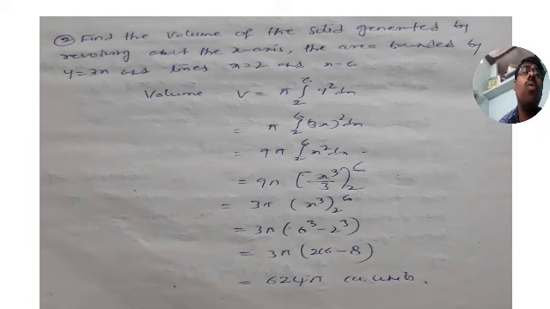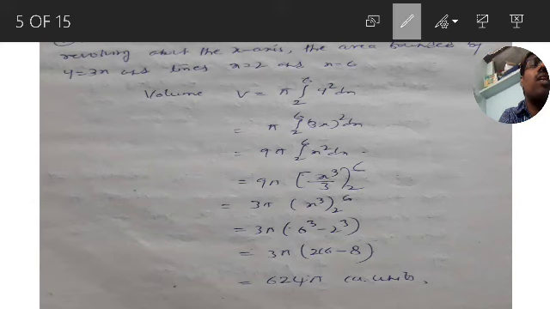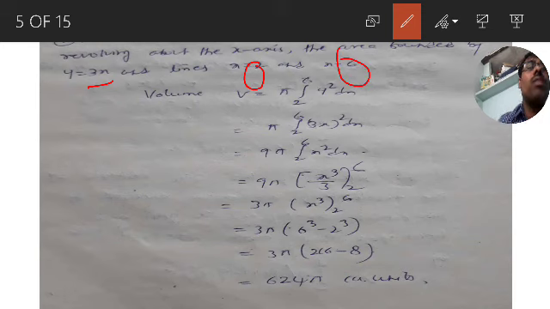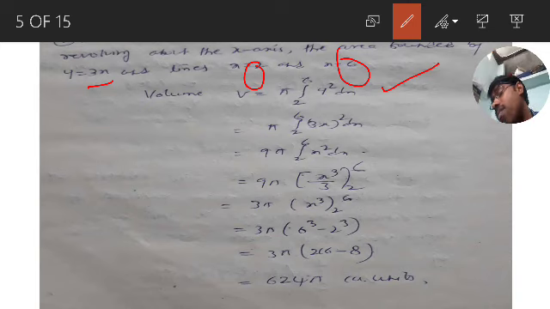a is 2 and what is b? It is 6. And what is f of x? That is y. What is y? y is equal to 3x. Just substitute all these things. Now what is the y value? 3x, and a is equal to 2, b is equal to 6. Now substitute: integration 2 to 6 pi y square dx.